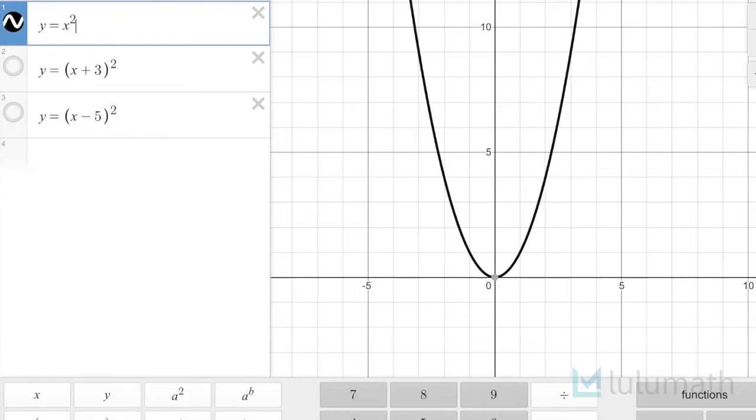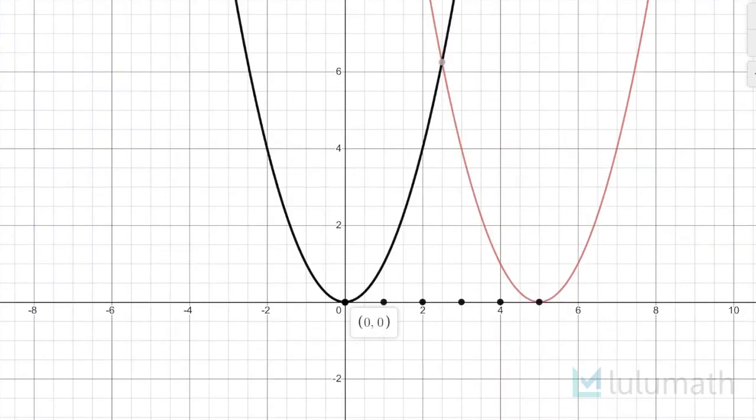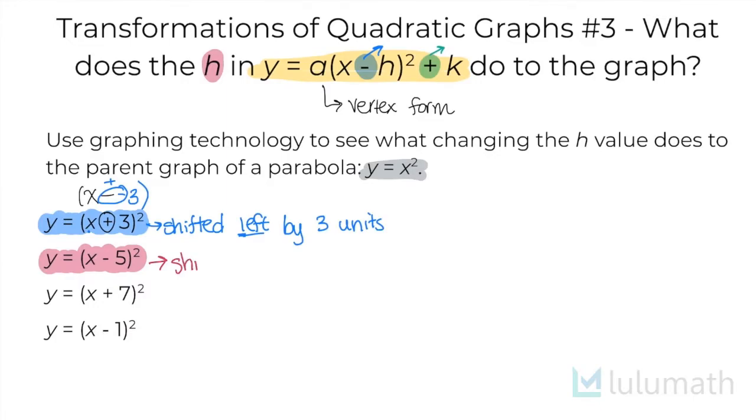So again, we have our parent graph that we have here, y equals x squared. Now when I turn on (x minus 5) quantity squared, we can see that our graph has shifted 5 units to the right. So if you look, our vertex was originally at (0, 0), and then it's shifting 1, 2, 3, 4, 5 units to the right.